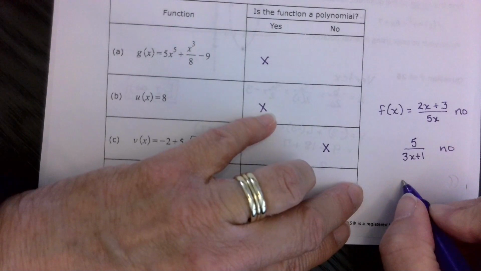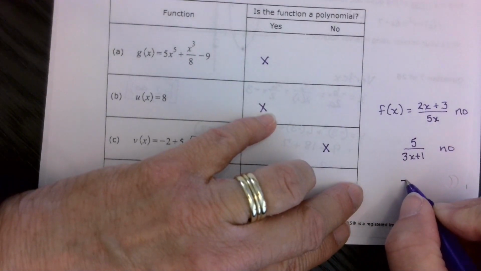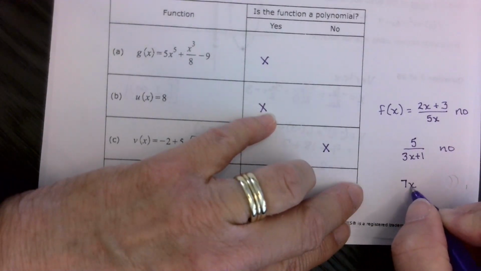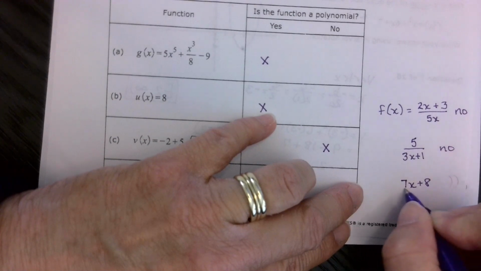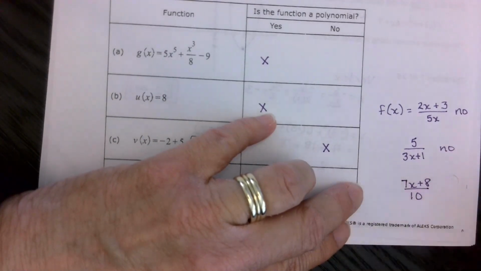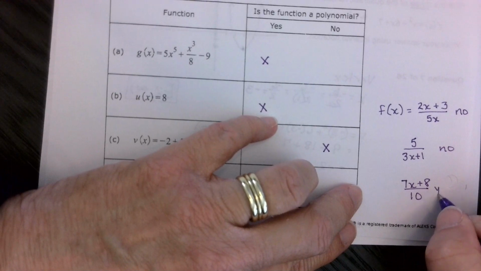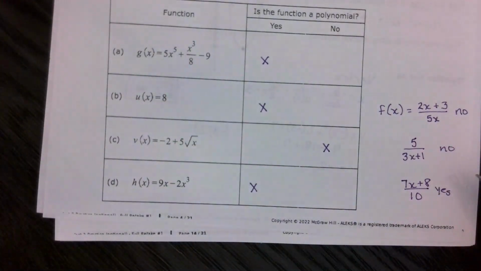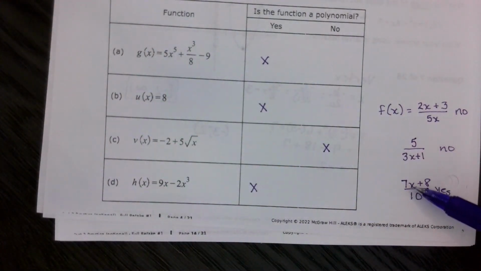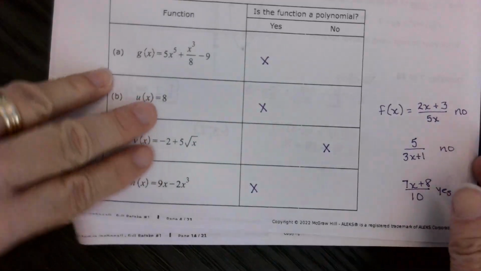But if it was something like this, 7x plus 8 over 10, then that would be a yes. That is a polynomial function, okay? Because again, it has to do with x being in the denominator.